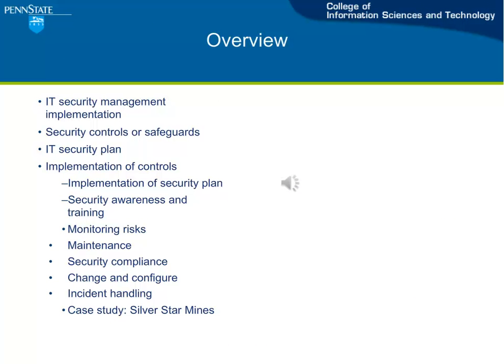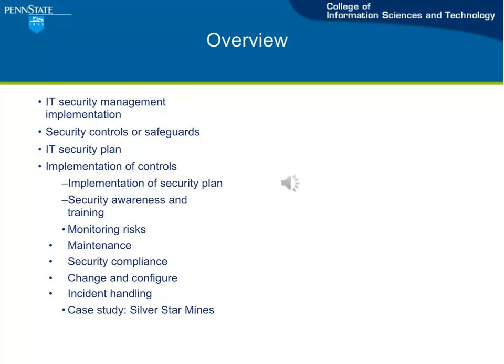That's a quick overview of what we're going to talk about today. It's going to include IT security management and implementation, some of the things that go along with a good implementation of a management strategy. Some talk about specific types of controls or safeguards that can be used to better secure the site. IT security plans and what they look like a little bit, breaking them down into the minutia of everything that makes them up.